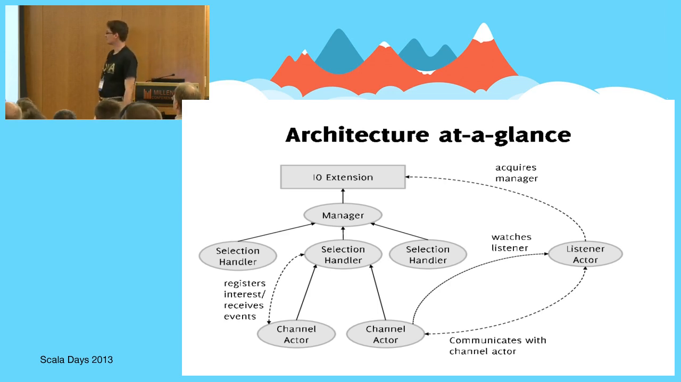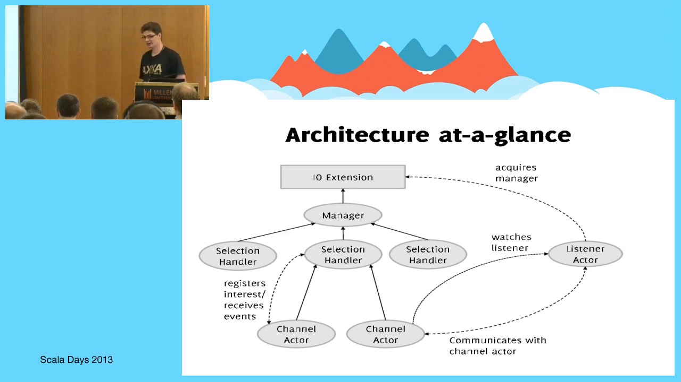And this is how it looks internally. So you have the IO extension, which is an Akka extension, which you use to get to the protocol API you want. It has this manager, one actor that is the entry point. You always get that guy's reference if you call the IO extension. And there comes the interesting part. This has several child actors called selection handlers. They are the actors responsible for doing the select and managing the blocking. And they receive registrations. So when a new channel actor is created and a channel is opened in the background, it gets registered to one of the selection handlers.